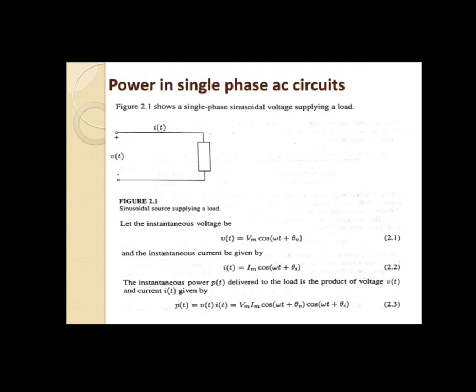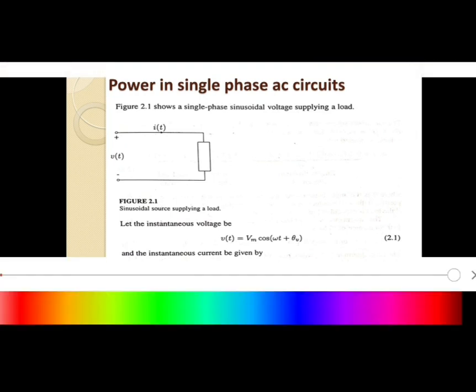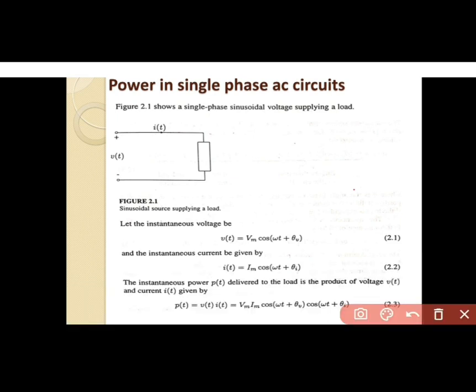Now the instantaneous value of the voltage is given by V of t equal to Vm sin omega t, but in this case we have assumed a cosine waveform. So the equation is V of t equal to Vm cos(omega t plus theta v), equation number 1. In the same way, the instantaneous current I of t is equal to Im cos(omega t plus theta I), equation number 2.